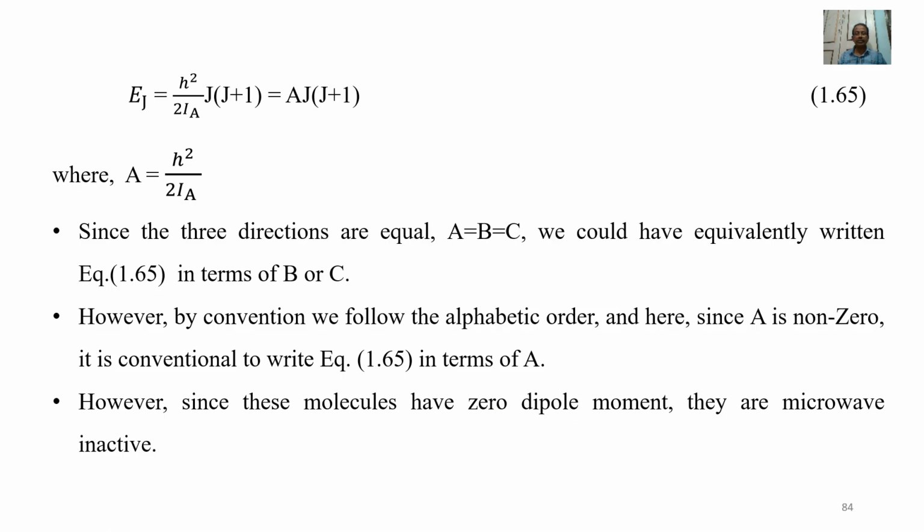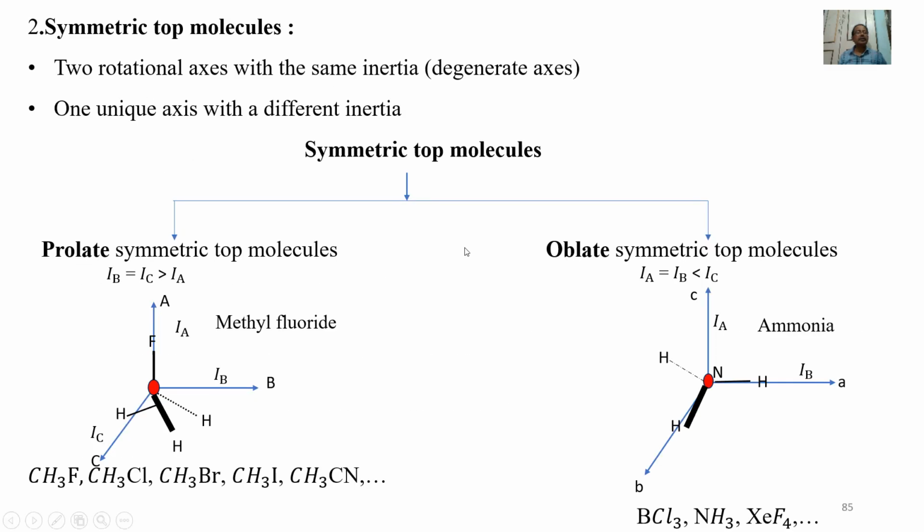Now we'll go for symmetric top molecules. As we discussed, there are two types in symmetric top molecules. One is prolate symmetric top molecules, and another one is oblate symmetric top molecules. The condition goes like this. Here, IB which is equal to IC is greater than IA, whereas in the oblate molecule, IA which is equal to IB is less than IC.